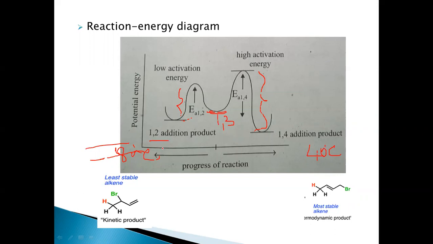So this is formed faster. In other words, the 1,2 addition product is formed faster because the activation energy required here is low. And this is an irreversible reaction because the temperature we are giving is just enough for it to pass this activation energy and form the addition product. Though it's an irreversible reaction, the 1,2 addition product is seen as the major product here.